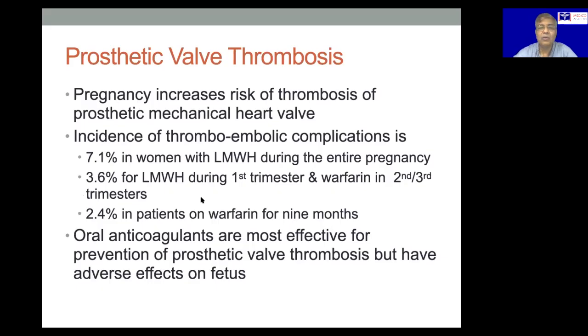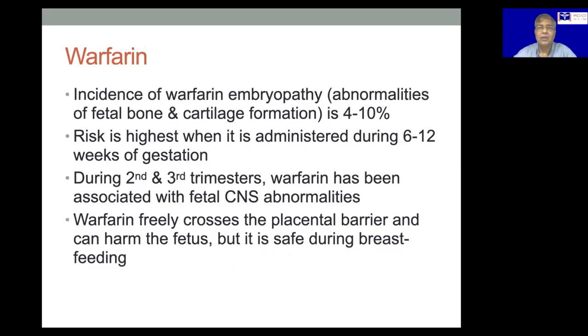So as you see, oral anticoagulants are the most effective way of preventing prosthetic valve thrombosis, but the thing to remember is they've got severe adverse effects on the fetus, and that is why the second choice of having LMWH in the first trimester and warfarin thereafter is a more sensible choice. The incidence of warfarin embryopathy, that is abnormality of fetal bones and cartilage formation, is said to be 4 to 10%. The risk is highest when it is administered within 6 to 12 weeks of gestation, that is the first trimester. During the third and the second trimester, warfarin has been associated with fetal CNS abnormality, so it's not free even there. Warfarin freely crosses the placental barrier and can harm the fetus, but it is safe during breastfeeding.